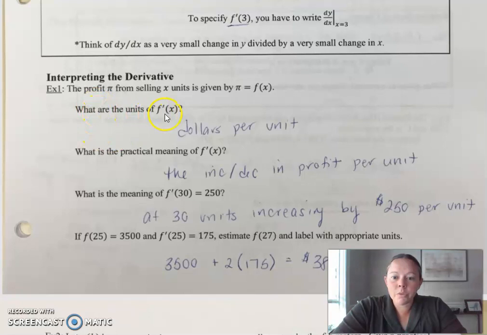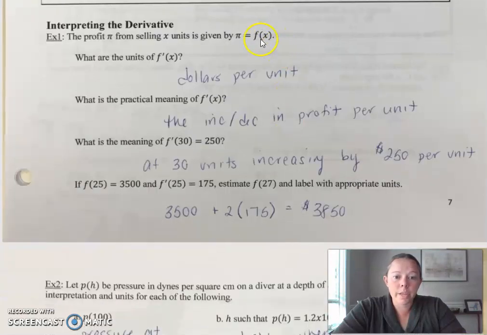Okay, so what are the units of the derivative? So that's the change in y over the change in x. So dollars is your y per unit, dollars per unit. And units are, of course, your x. So what is the practical meaning of the derivative? Well, it's the increase or decrease in profit per unit.